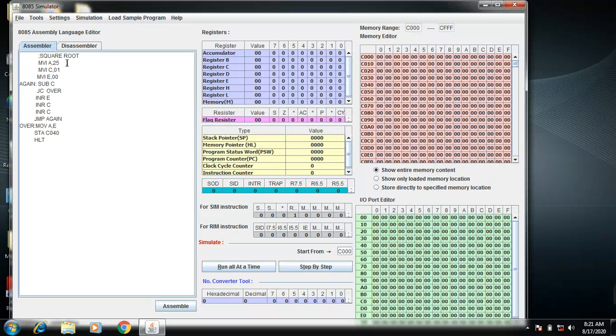So the meaning is to find the square root of 25. So this is 8-bit data. The next line, MVI C, 01.